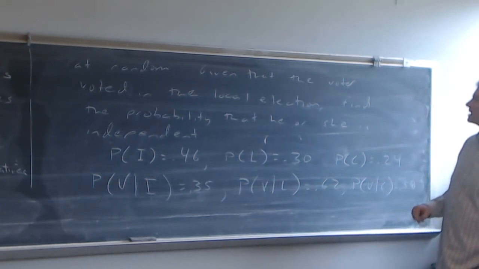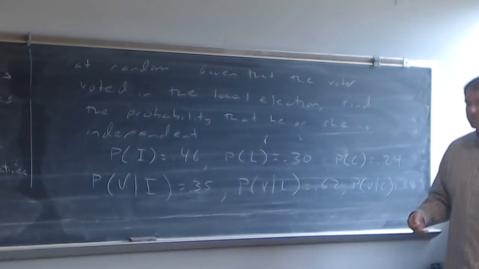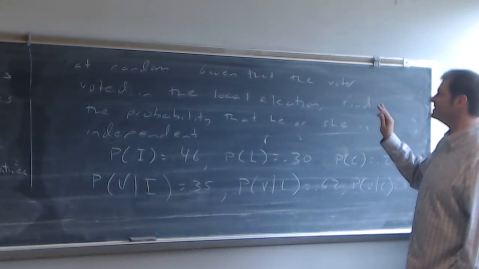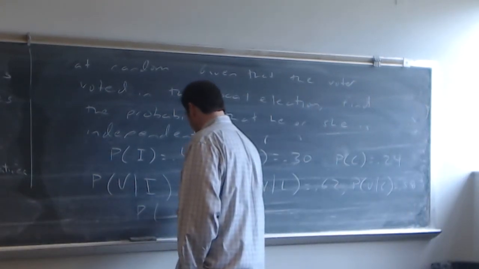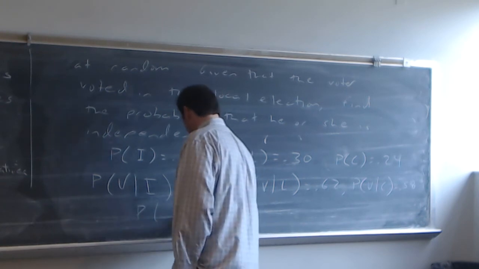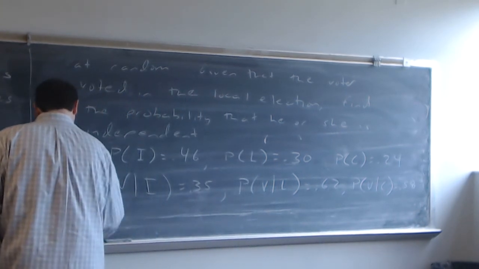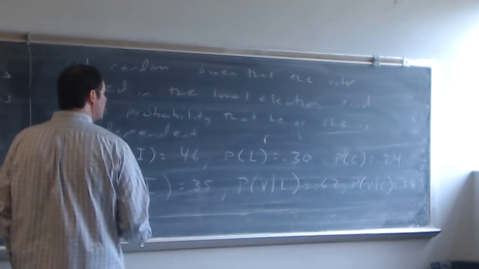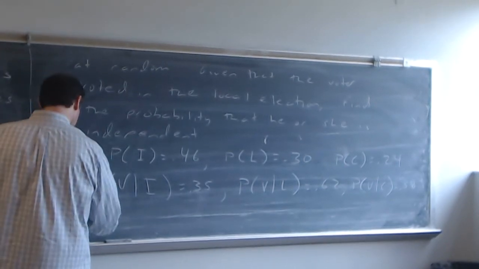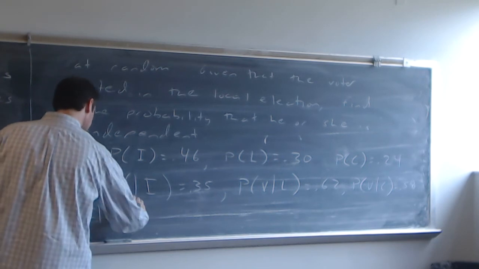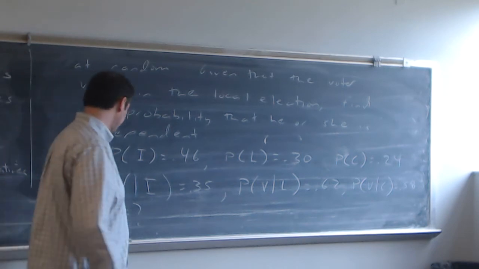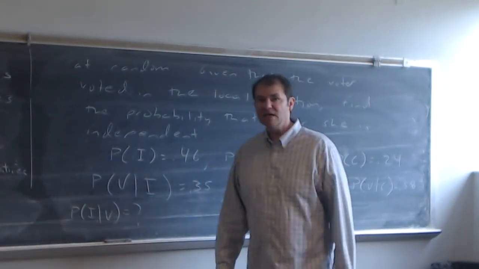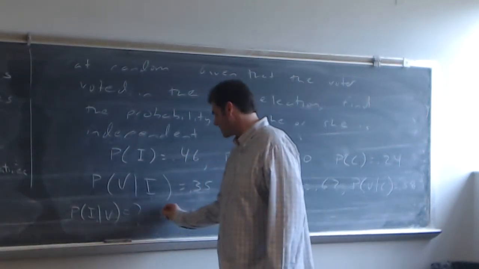Now look at what's being asked. You choose a voter at random, someone in the population. Then, given that the voter voted in local elections, what's the chance that they were independent? That's what I'm being asked. Let me write it here. What I'm given is the conditional probability that they voted, given that they were independent. I'm asked to switch that. What allows me to switch that conditional probability is Bayes' theorem.